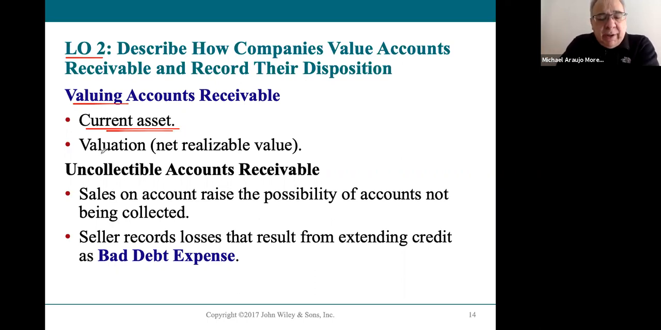We're going to be looking at how they value accounts receivable, knowing that some of these accounts are not going to be paid. We're going to be introduced to this idea that if an accounts receivable is not paid, we call it an uncollectible account receivable. And for those receivables that we do not collect, we can write off what we cannot collect as something called a bad debt expense.